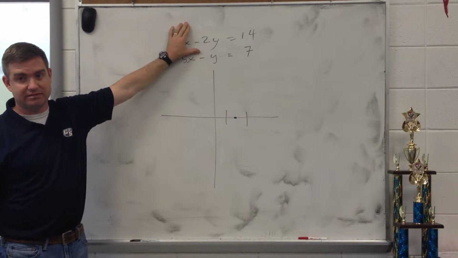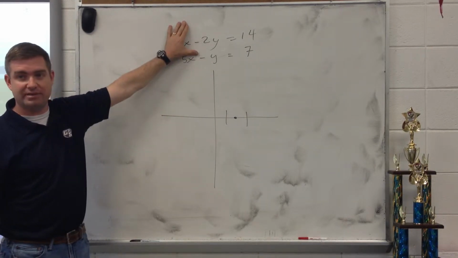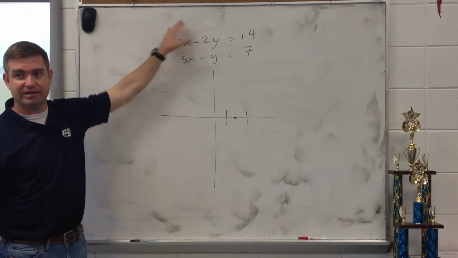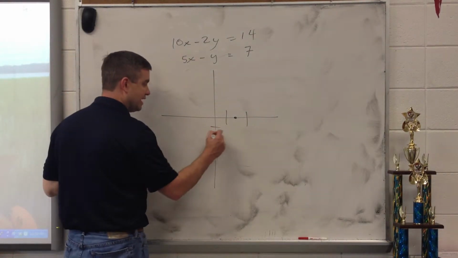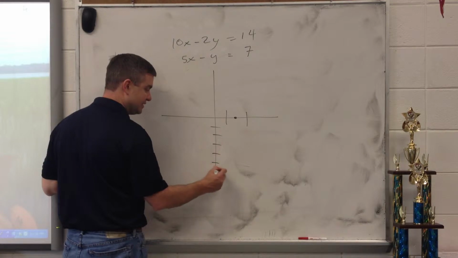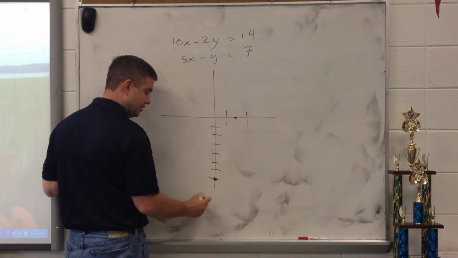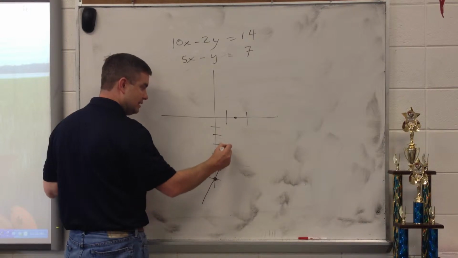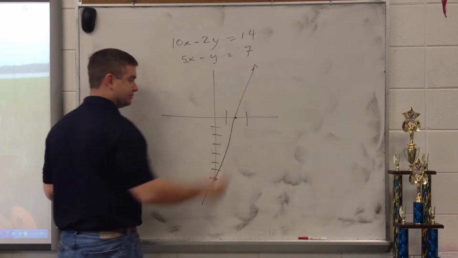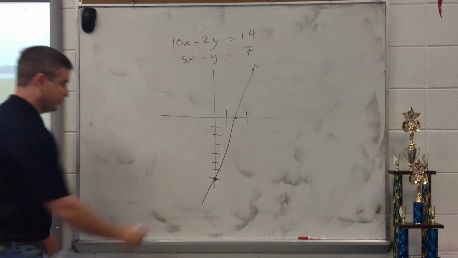Negative 7. 14 over negative 2, right? To find the y-intercept, I cover up the x. It would be 14 over negative 2, which is negative 7. 1, 2, 3, 4, 5, 6, 7. So it crosses here, and it crosses here. I'm going to go ahead and put my line in as best I can. There we go. Not too crooked.